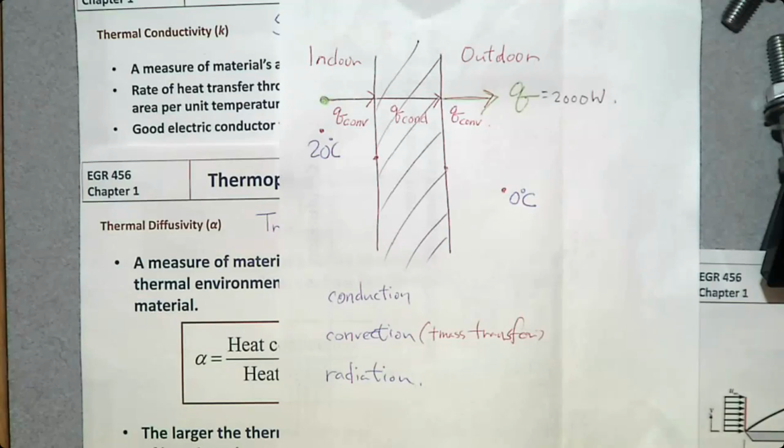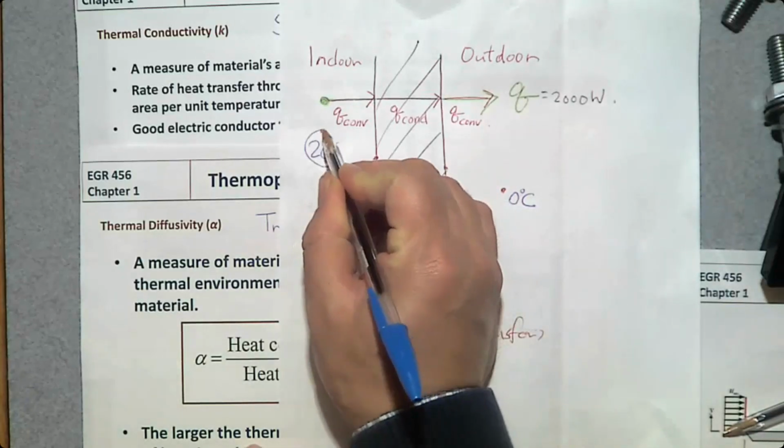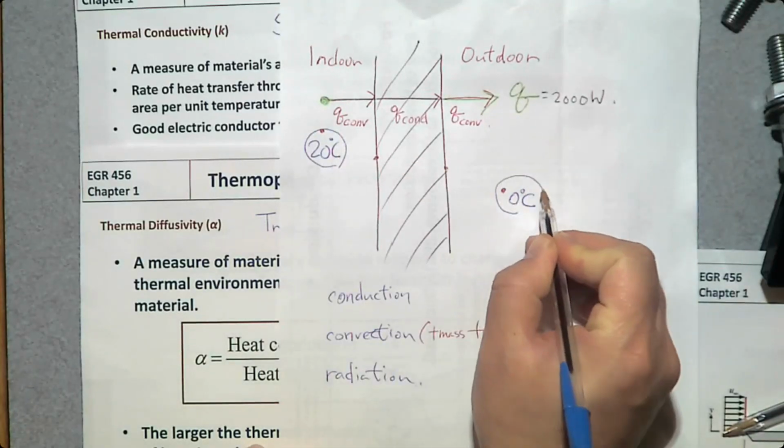If the heat transfer from the heater is greater than heat loss, then the temperature of this classroom goes up. If the heat transfer from this heater is less than the rate of heat transfer through this wall, then the temperature of the air in the classroom goes down. So our assumption is that temperatures remain constant.